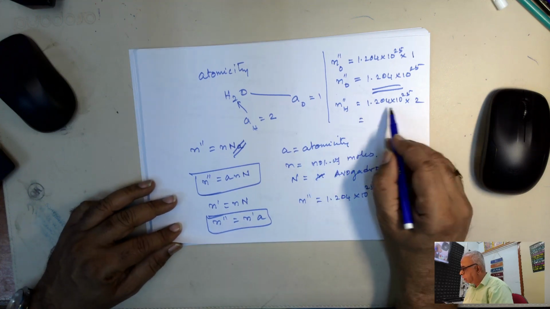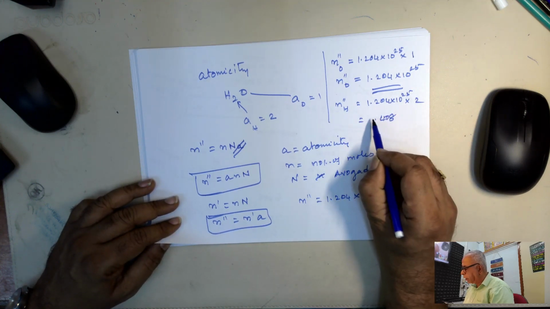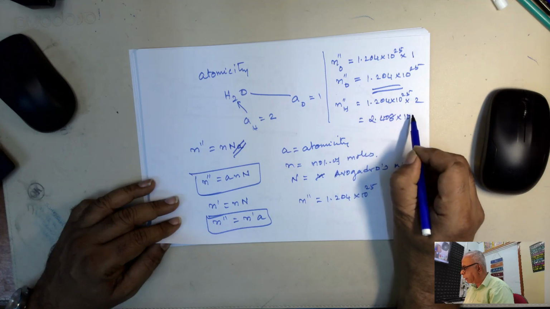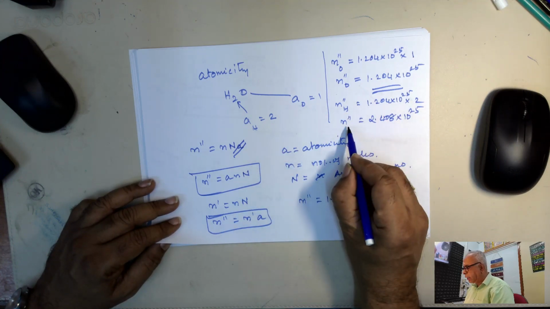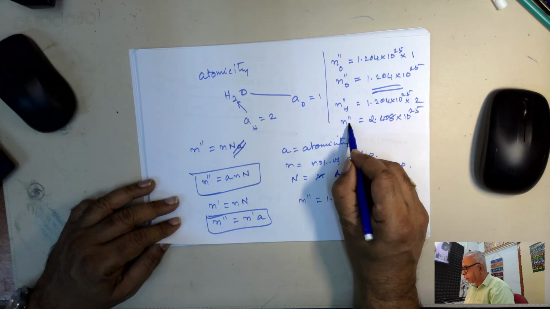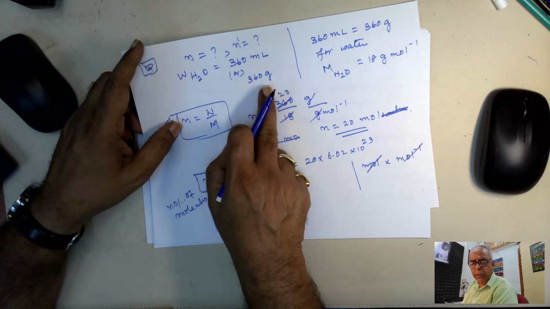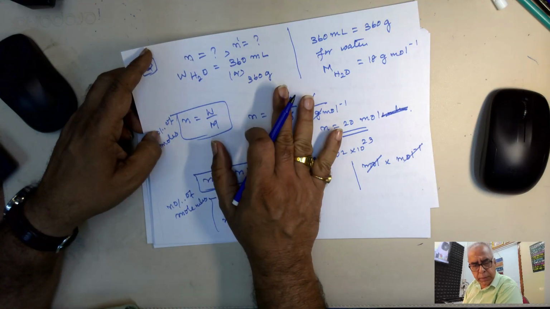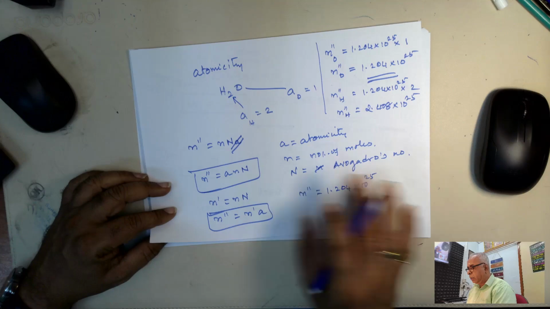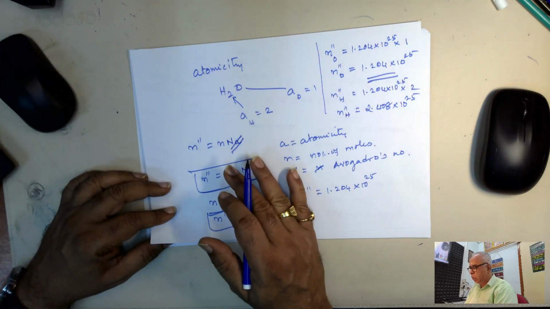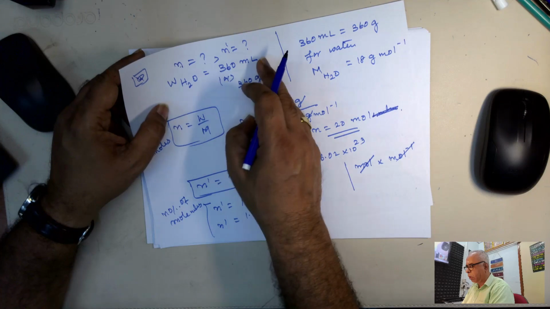So therefore, that is equal to 2.408 into 10 power 25. So this is the number of hydrogen atoms present in 360 ml of water. That is 360 gram of water. Do you understand this? Okay. So this is also a very good strategy. And they can simply ask, how many atoms are present in 360 gram of water?